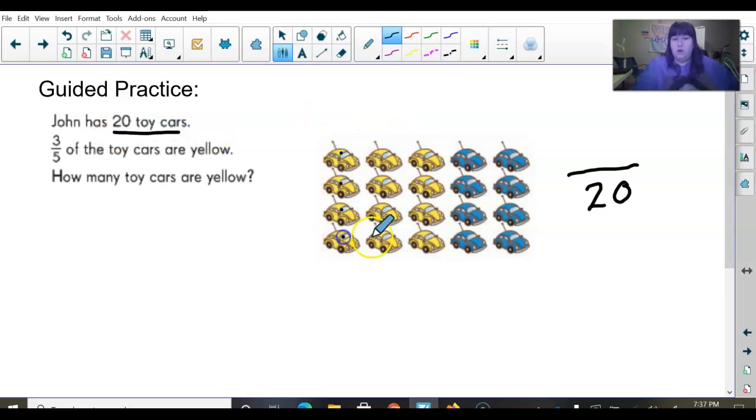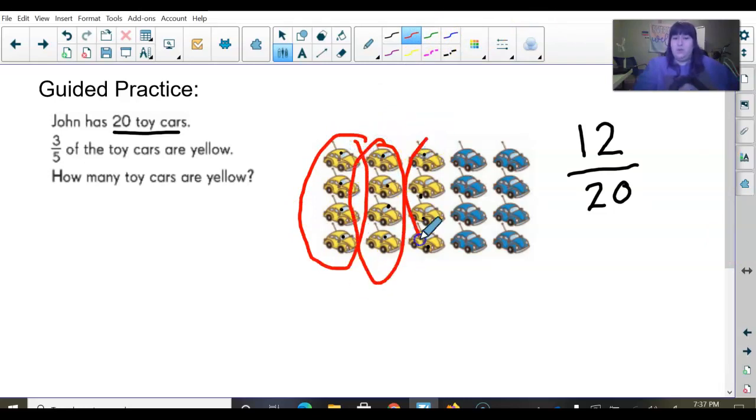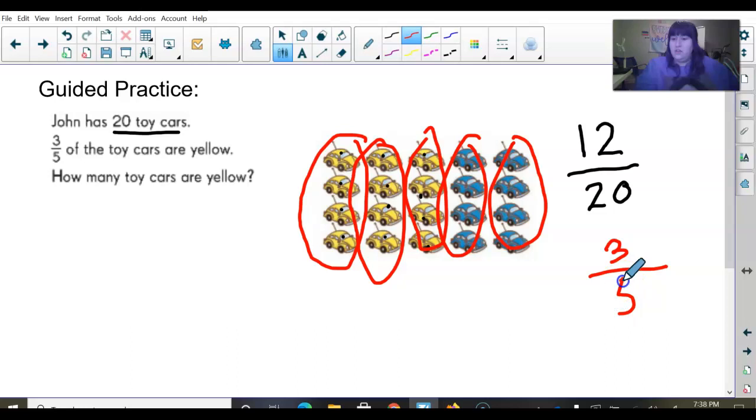1, 2, 3, 4, 5, 6, 7, 8, 9, 10, 11, 12. So we could say 12/20 are yellow. Or if we want to look at groups, I'm seeing equal groups 1, 2, 3, 4, 5. So maybe we could say 3 of those 5 groups are yellow. That's another way to answer it. But this final way is the one I like to use the best, because even if there's no image, you can solve this.